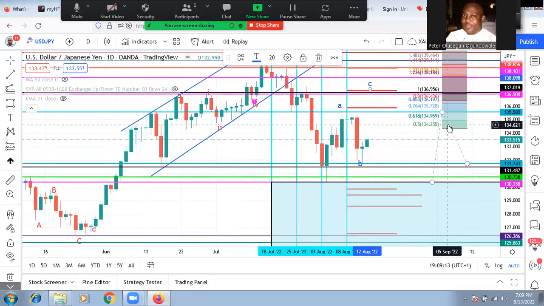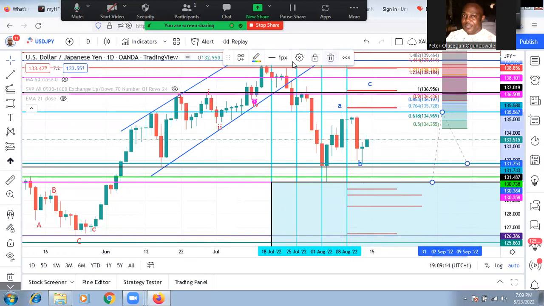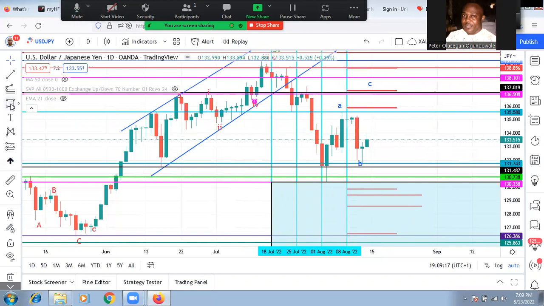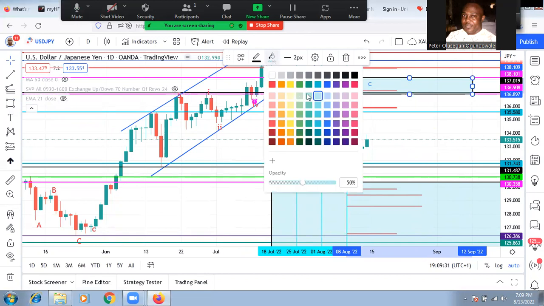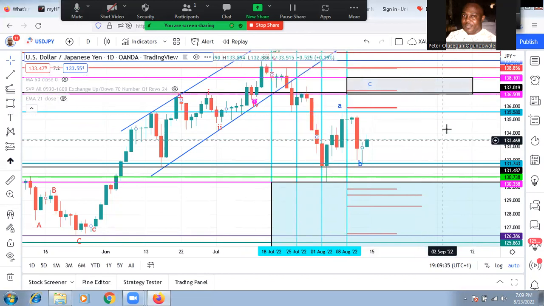So this is where I will expect price to make it back to the downside. That's what we are saying. So this is the zone that we expect price to turn down. So whatever, it would be nice to look at our sell opportunity in that area and your stop loss too.